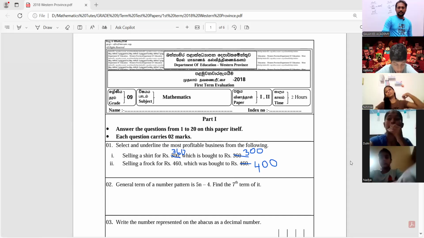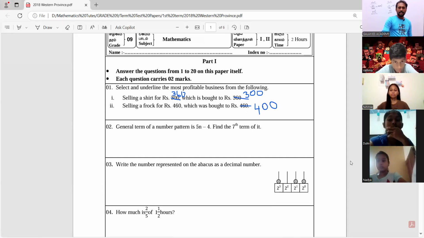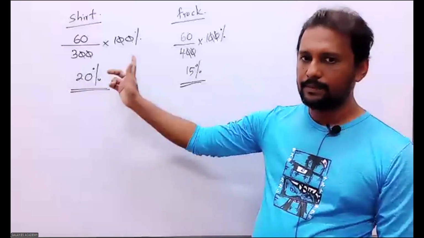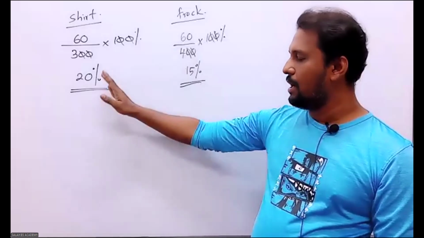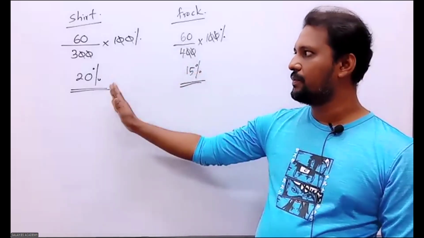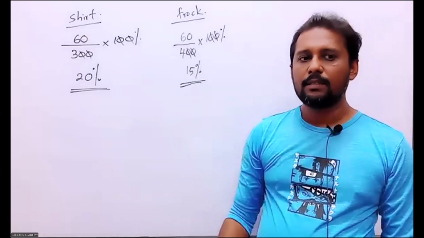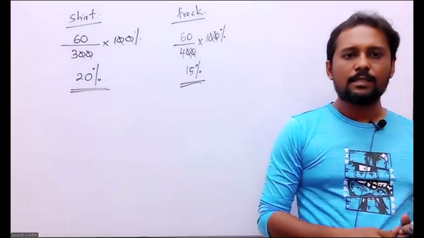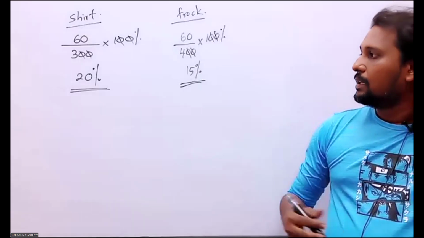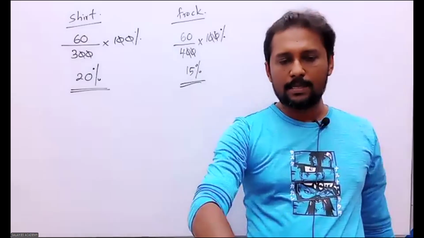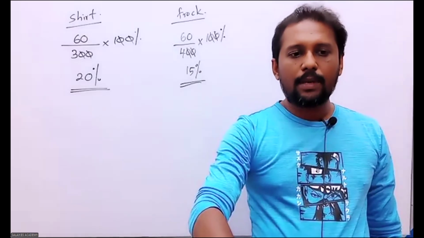It is the first question asked. Then let's go to the second question. Right? This is the answer getting method. Separately, you have to find the profit percentages of both businesses. Then you can decide which business is the most profitable by comparing the profit percentages of the two businesses. Right. Then look at the second question.